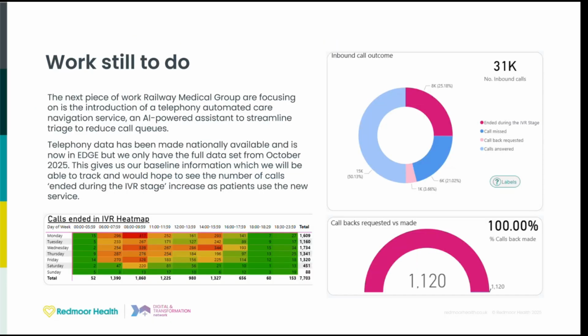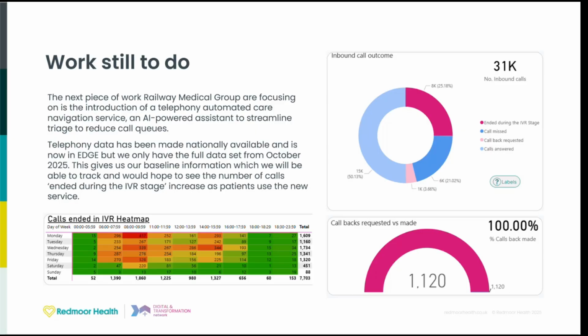Now, having strengthened their online consultations and NHS app use, the practice's next focus is telephony, with the introduction of an automated care navigation service to help again reduce the pressure on the call queues. So from October 2025, it gives us the best first full telephony baseline data in Edge. And this allows the practice to track how calls are handled today and measure the impact over time.